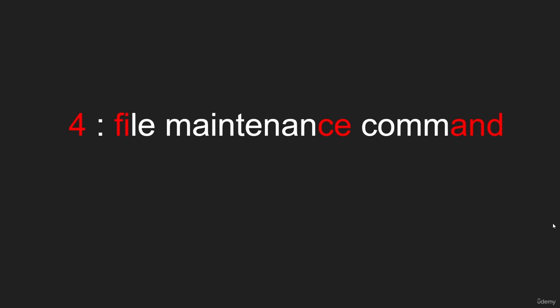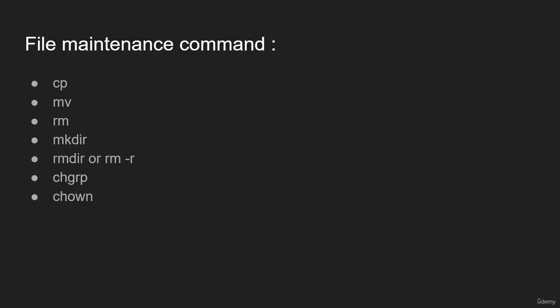So now we are going to see the fourth one, which is the file maintenance command. File maintenance commands include cp, mv, rm, mkdir, rmdir, chgrp, and chown. Some of these commands I have previously covered in chapter 3, so let me introduce you to these commands again.